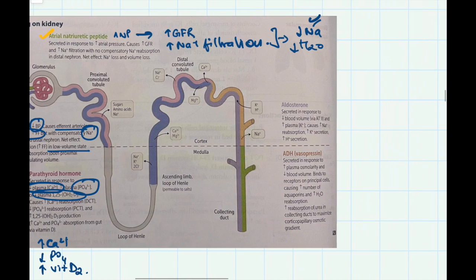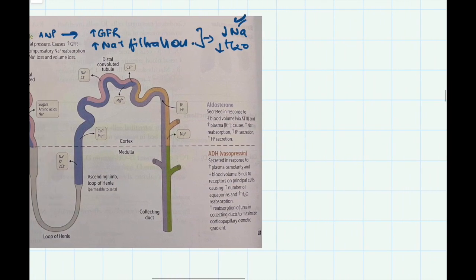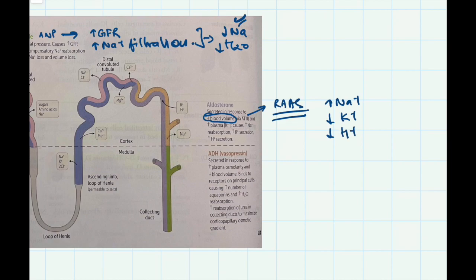Next we have the aldosterone and the ADH. So aldosterone is again secreted in response to a low blood volume, and it acts via the RAAS system, right? And it leads to increase in sodium reabsorption and increase in potassium excretion, as well as hydrogen excretion, right? So it causes sodium water absorption with loss of potassium and hydrogen.